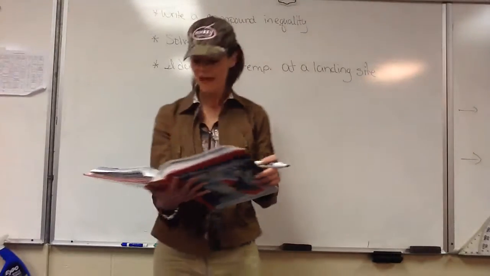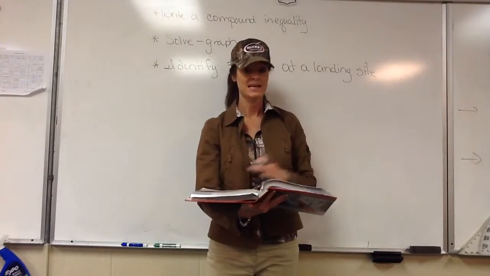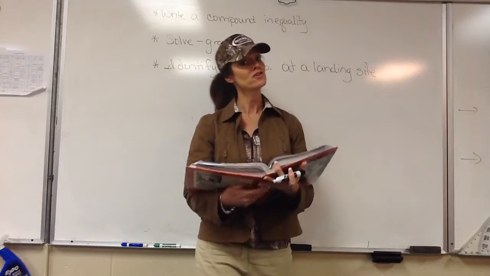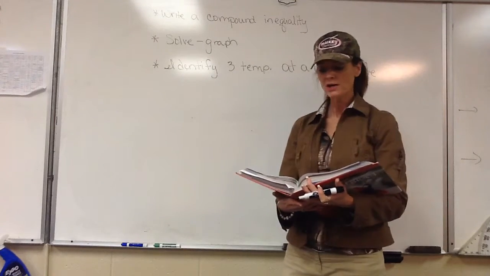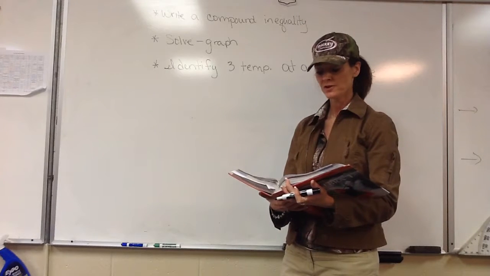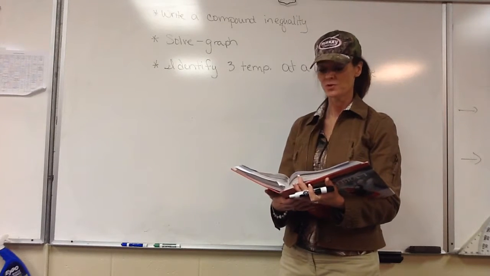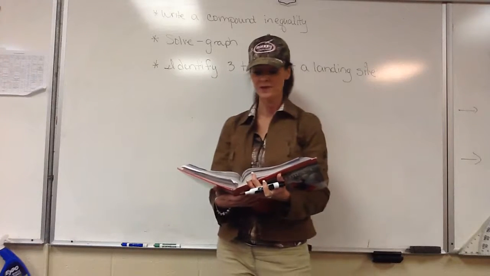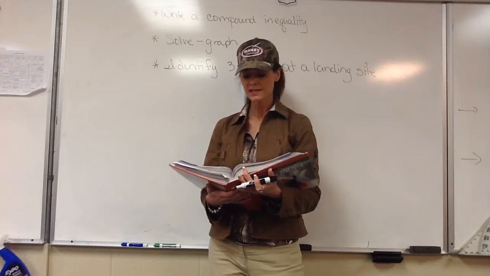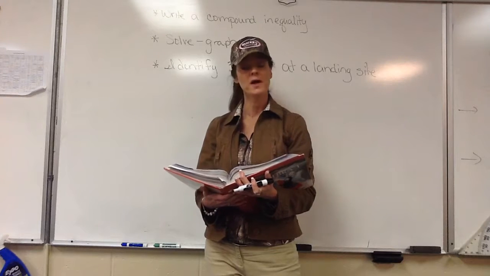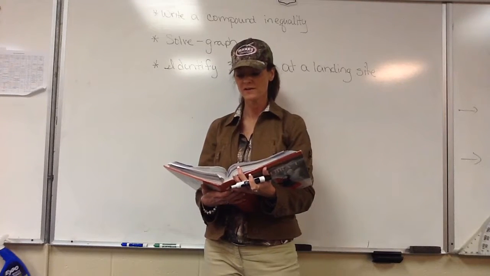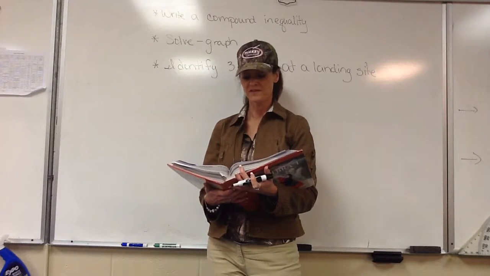Okay, we're going to look at the last example on page 383. Example 6, astronomy. The Mars exploration rovers, Opportunity and Spirit, are robots that were sent to Mars in 2003 in order to gather geological data about the planet. The temperature at the landing sites of the robots can range from negative 100 degrees Celsius to 0 degrees Celsius.